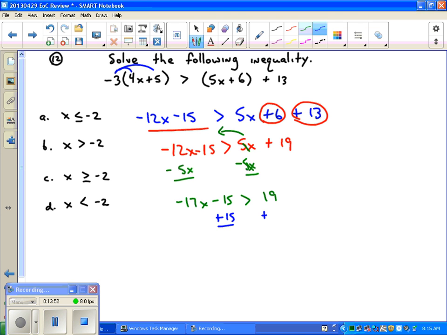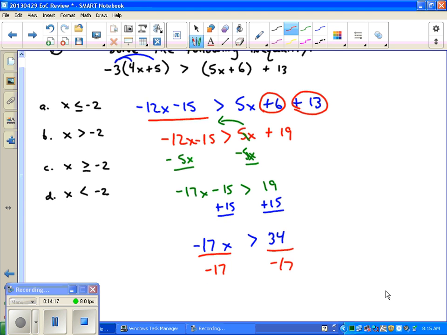Do the same thing here. So 19 plus 15 is 34. So we have negative 17x is greater than 34. In order to get x by itself, it says multiply by negative 17, so divide by negative 17. If you do that on the left, make sure you divide by negative 17 on the right.